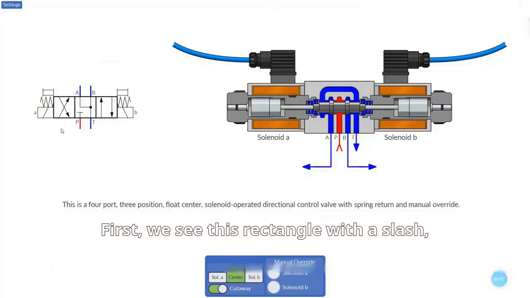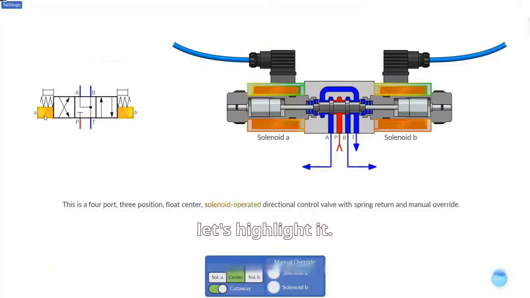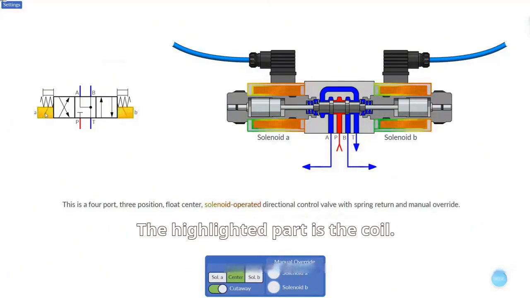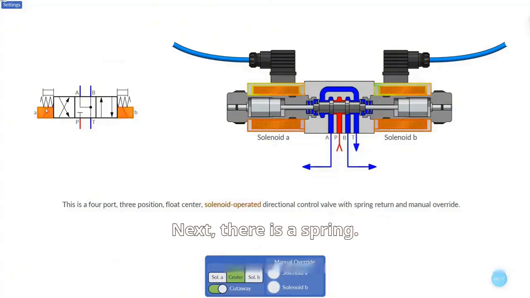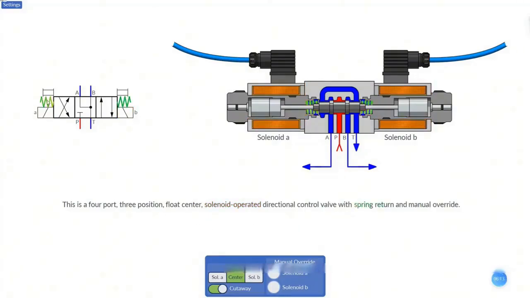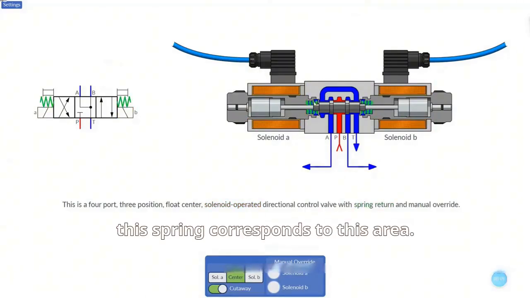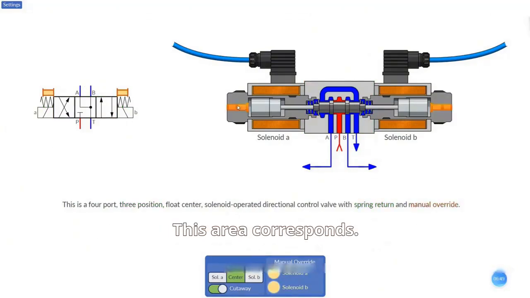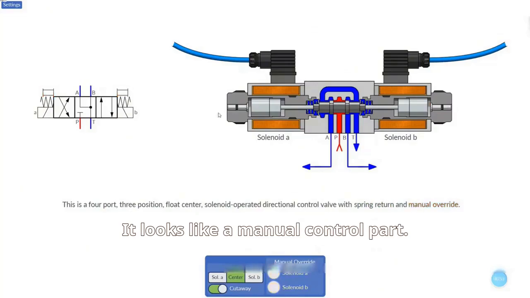First, we see this rectangle with a slash. Let's highlight it. This corresponds to the coil in the physical diagram. See, the highlighted part is the coil. Next, there is a spring. As you can see, this spring corresponds to this area. The spring also has something like a handle. This area corresponds. It looks like a manual control part.